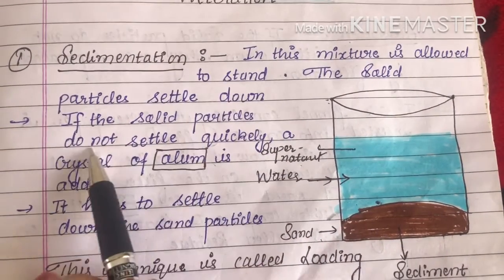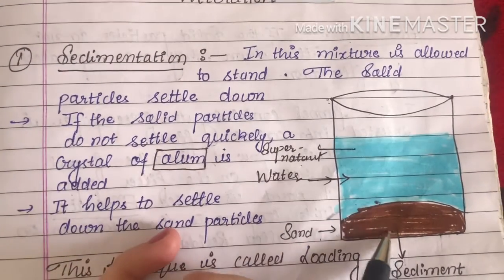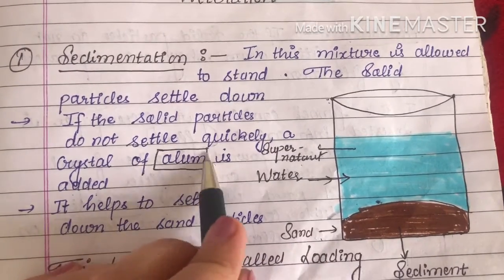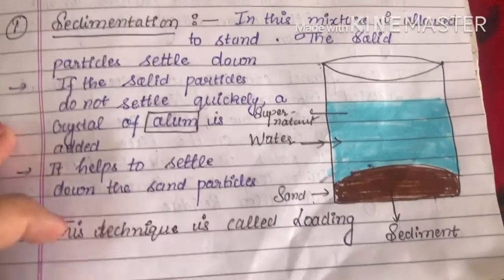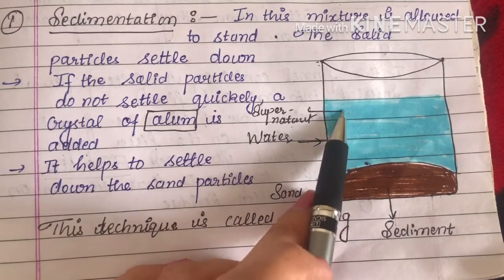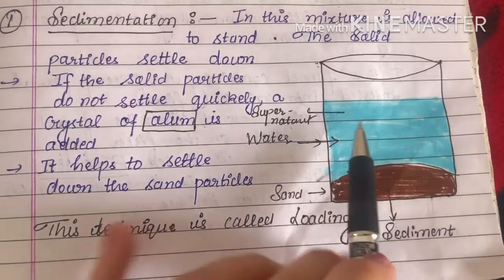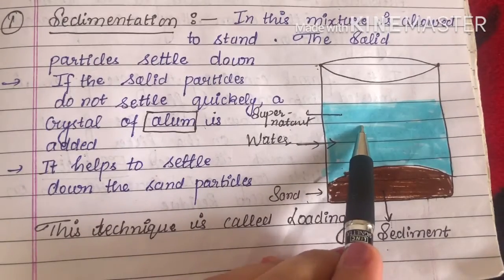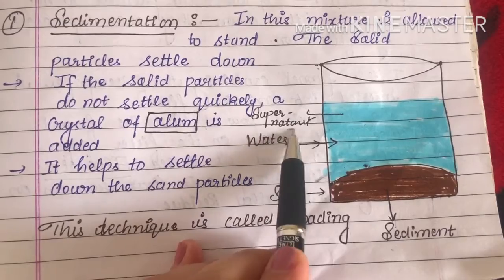If the solid particles do not settle quickly, a crystal of alum is added. Alum helps to settle down the solid particles. This technique is called loading, in which we use alum to settle the solid particles down from the mixture. In the mixture, the impurity that has settled down is called the sediment, and the water present above the sediment is called the supernatant.